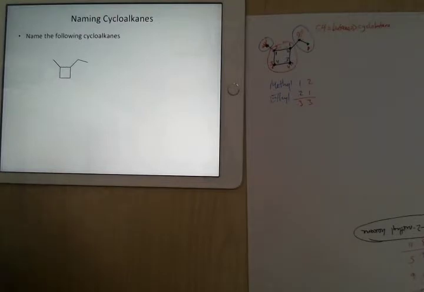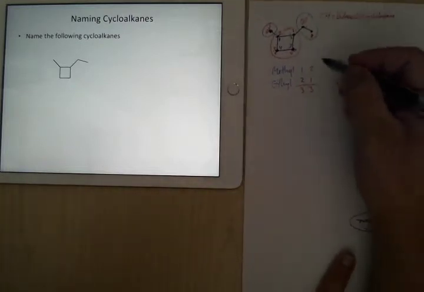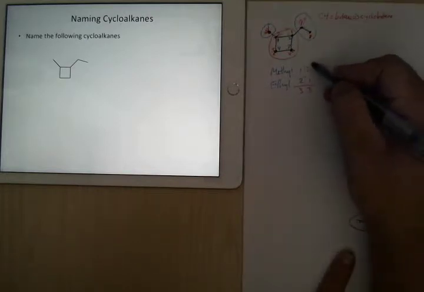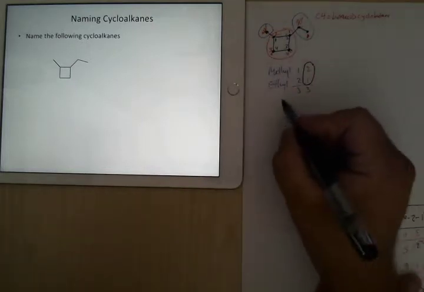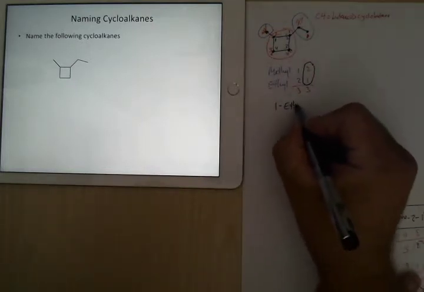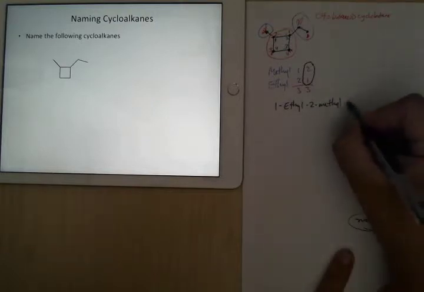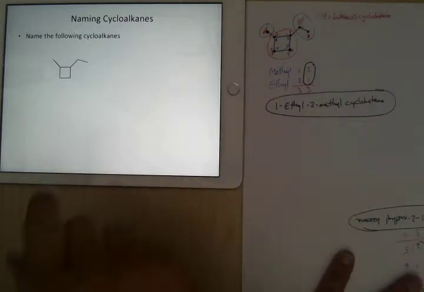There's no other way to get rid of this. The smallest sums are both ties, so we have to go to the rule book, and it turns out that the first alphabetically, in this case ethyl, gets the 1, so we end up having to use those numbers. So it ends up being 1-ethyl-2-methylcyclobutane. There you go.